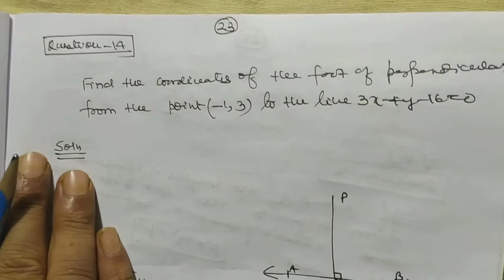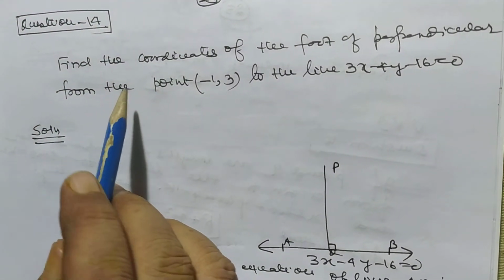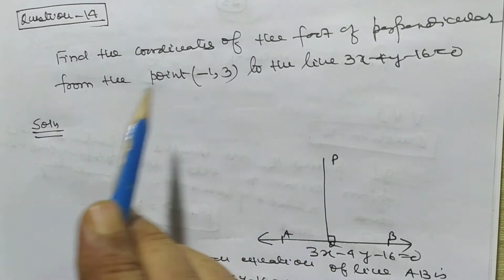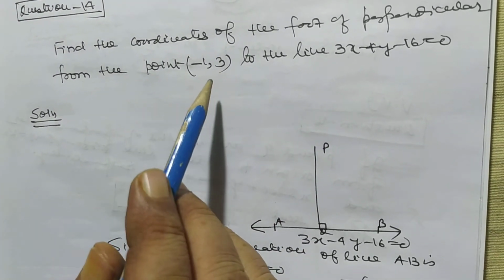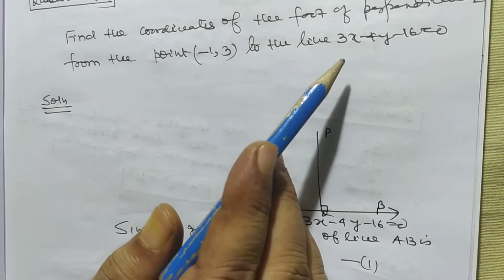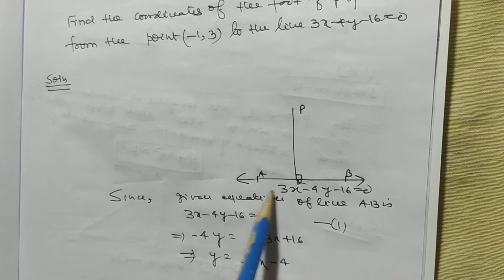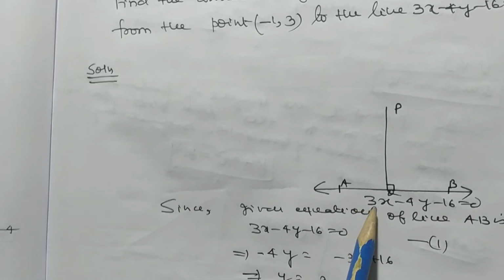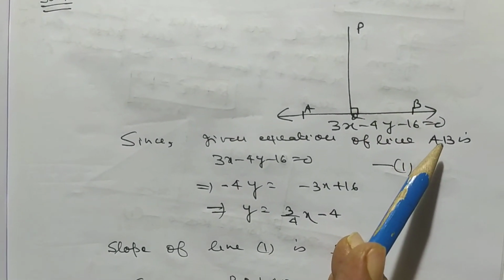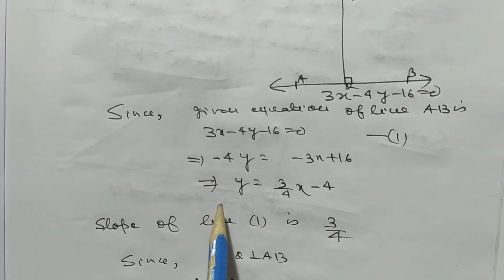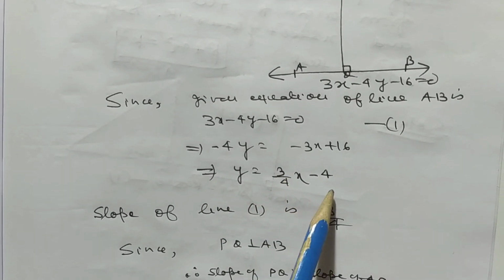Now problem number 22. Question 14. Find the coordinates of the foot of perpendicular from the point (-1, 3) to the line 3x minus 4y minus 16 is equal to 0. Now the equation of the given line AB is 3x minus 4y minus 16 is equal to 0. So y is equal to 3 by 4 x minus 4.